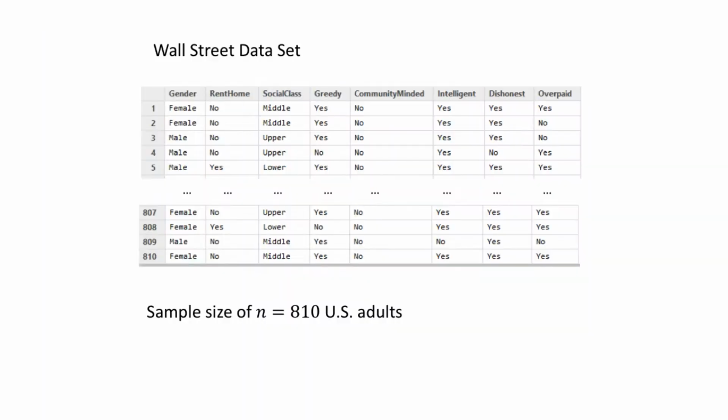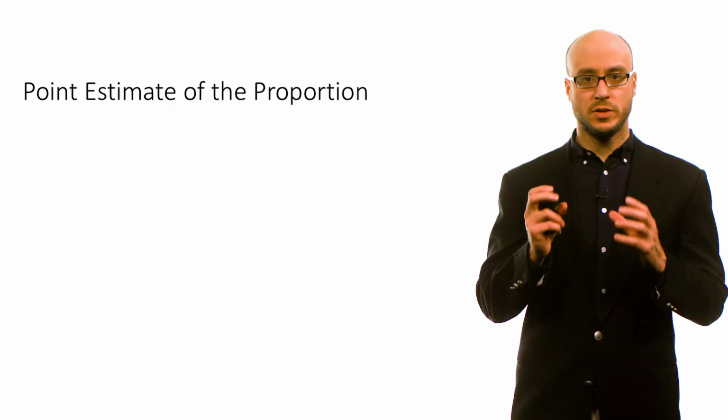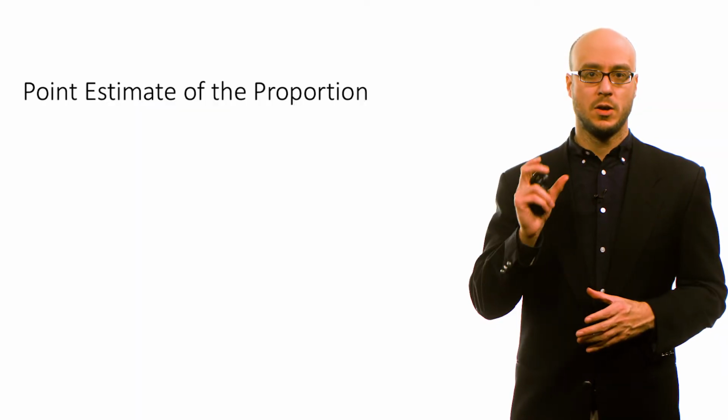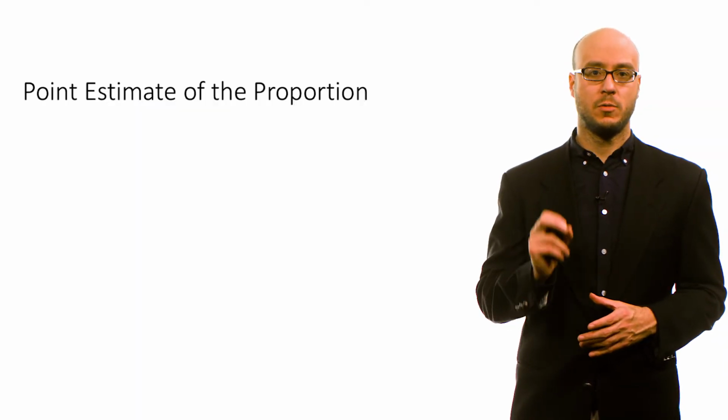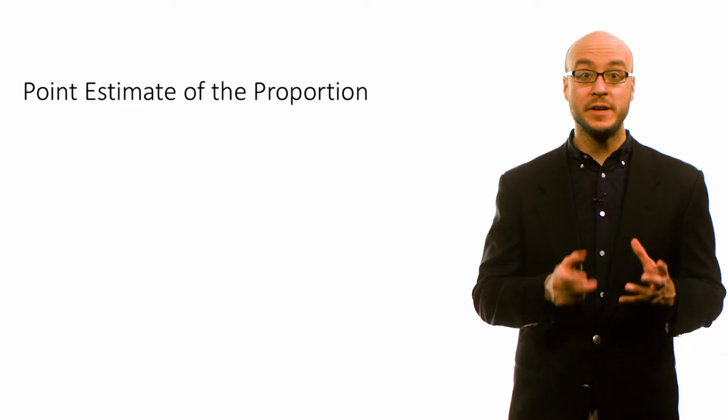This is what the data set looks like. This is a real data set. It's a random sample of 810 US adults. We can see that we've truncated part of the output, but you can see the top and the bottom of this data set. And we have several characteristics of the respondents, including all these questions about what people think of Wall Street executives. In this case, we're interested in what Americans think about Wall Street executives in terms of are they greedy or not.